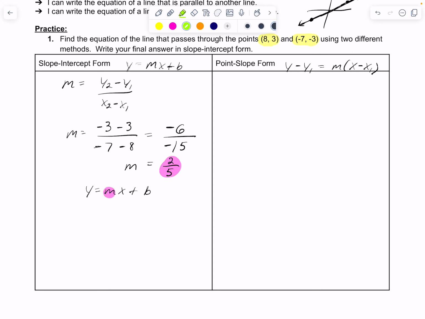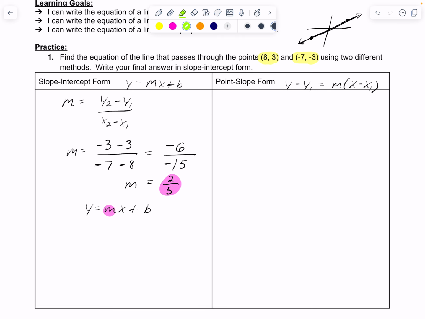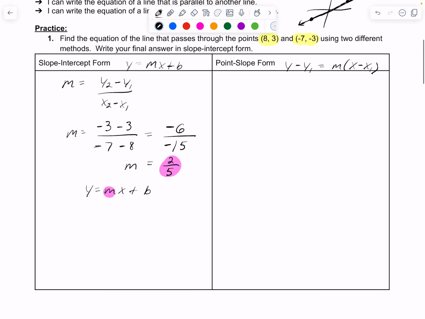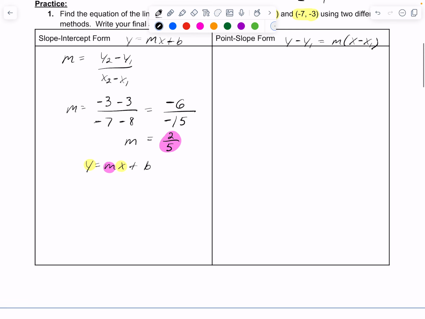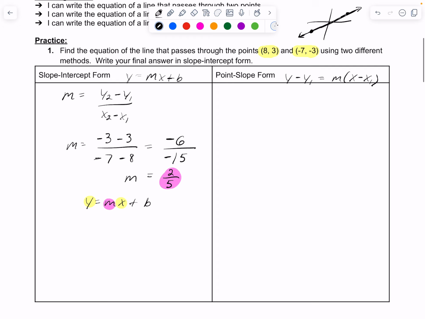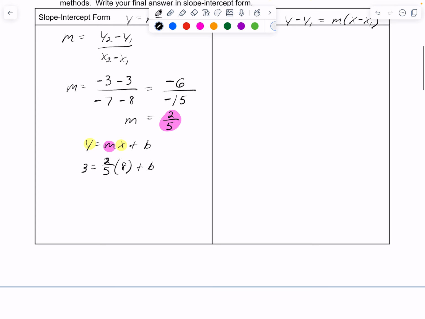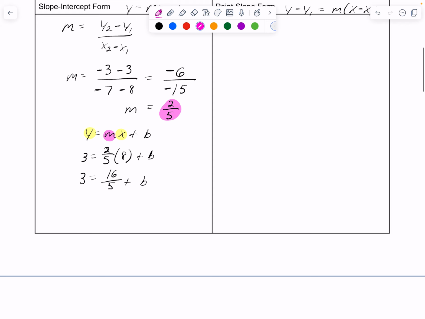And then what I want you to do is choose one of the ordered pairs, so one of the points, and that's going to replace x and y, right here and there. Okay, so I'm going to go ahead and just choose the first point, 8, 3. So the y value is 3, the slope is 2/5, and my x value is 8. Now doing this allows you to solve for that y-intercept of b. So that's going to be 3 equals 16/5 plus b. I'm going to subtract 16/5 from both sides.